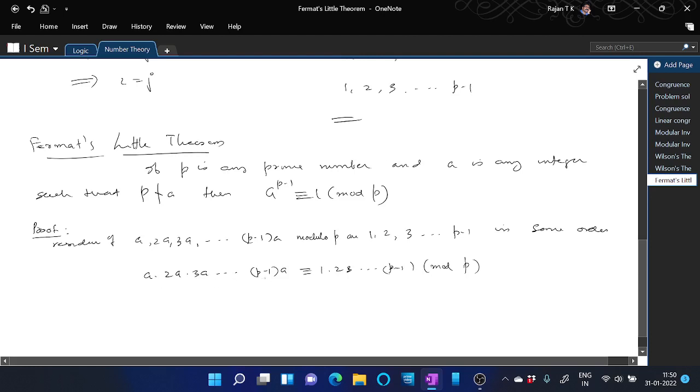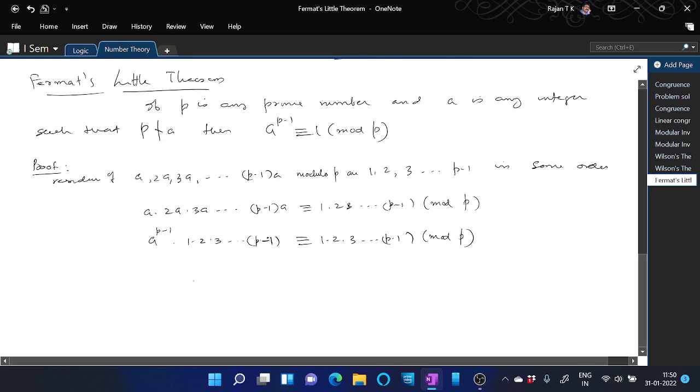A into 2A, 3A, etc., P minus 1 into A is A raised to P minus 1. There are P minus 1 A's, and 1 into 2 into 3 into etc. P minus 1 is P minus 1 factorial. So A raised to P minus 1 into P minus 1 factorial is congruent to P minus 1 factorial mod P.